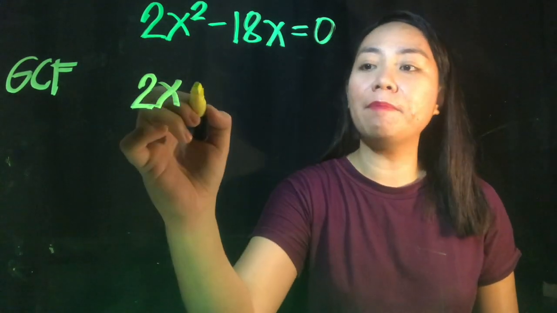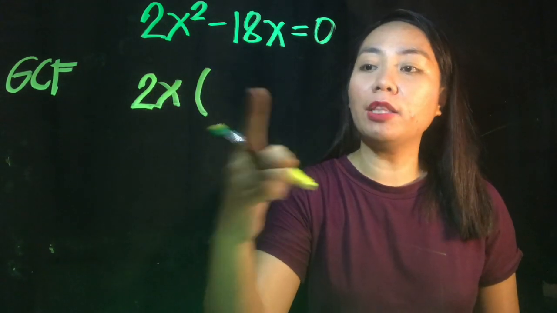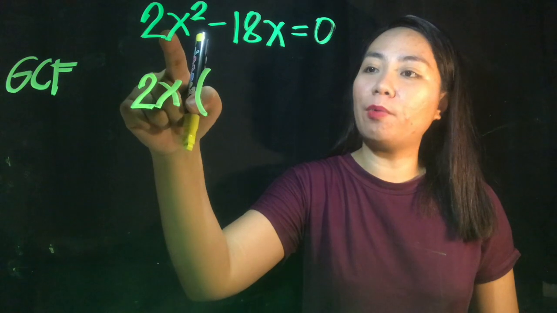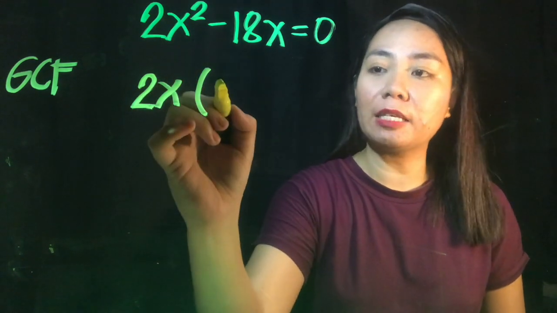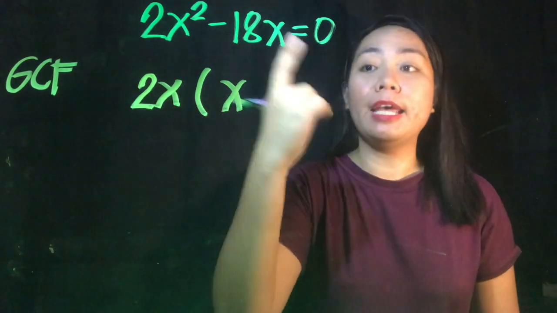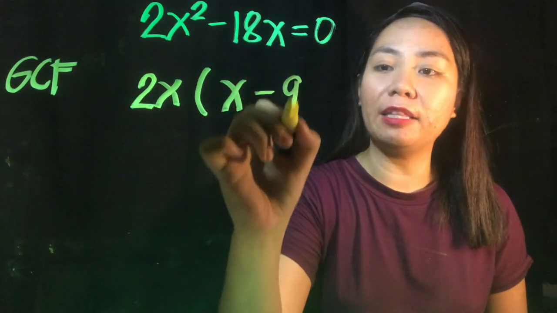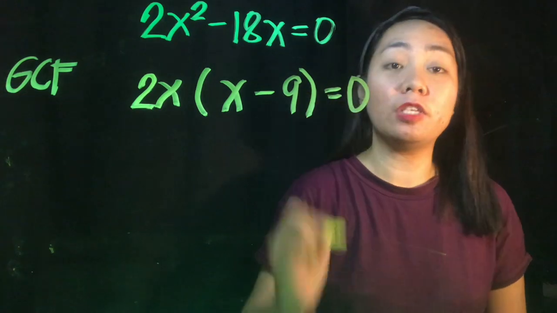And by this time, let's now get what is the remaining factor when we divide it by 2x. 2x squared divided by 2x is x. Negative 18x divided by 2x is negative 9. And then equate it with 0.